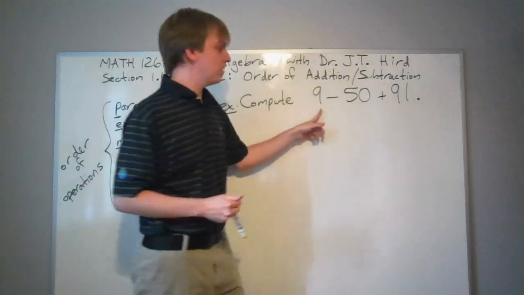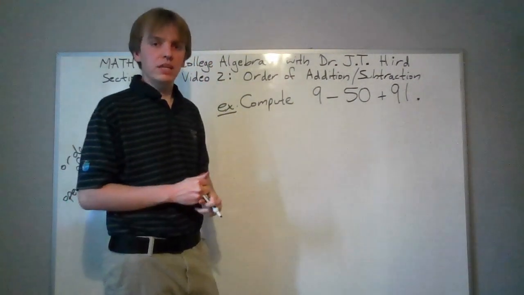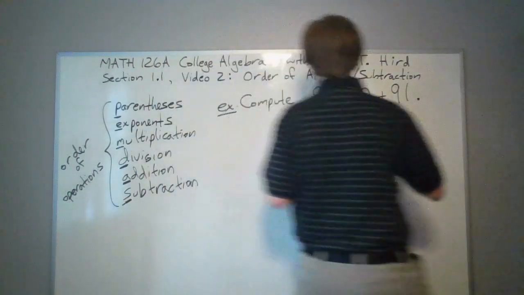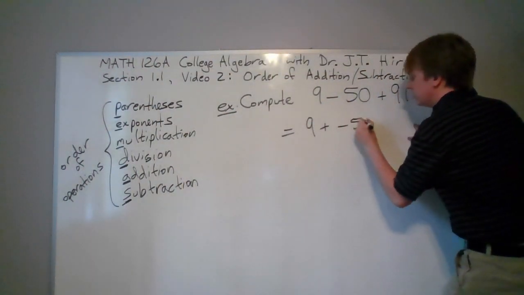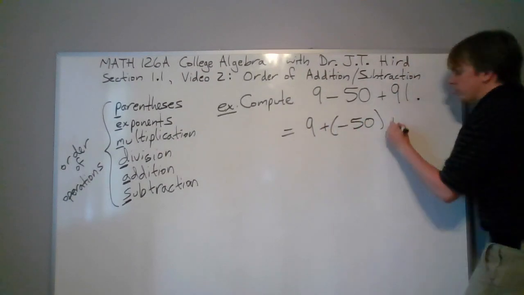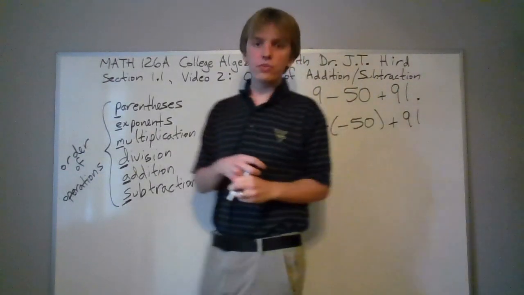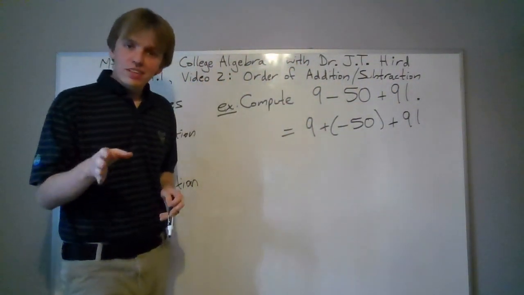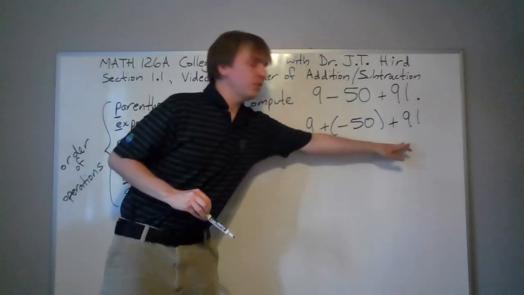So positive number means money that you have. Negative number means number that you're taking away. And so subtraction, negative numbers mean the same thing. So it's negative 50. I can word it as subtracting 50 is the same as adding a negative 50. And now the reason that this is important is, hey, wait a second. That's a bunch of numbers being added. A 9, a negative 50, and a 91.